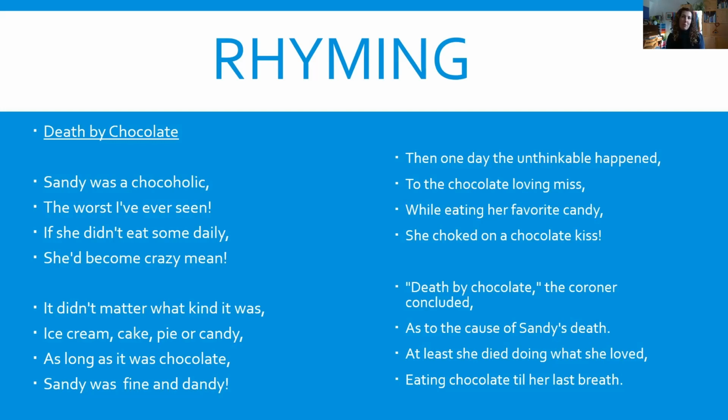So a bit of a funny one, just explaining 2 things in there. It's an American poem, and a chocolate kiss is a type of wrapped chocolate. They're called Hershey's chocolate kisses, and they're individually wrapped. And a coroner is somebody whose job it is to find out how or why somebody died. So, death by chocolate.